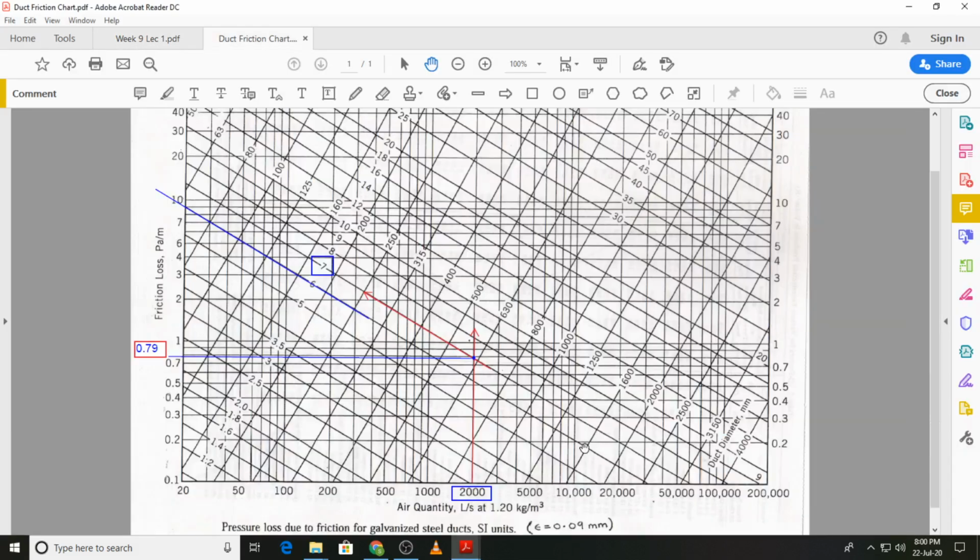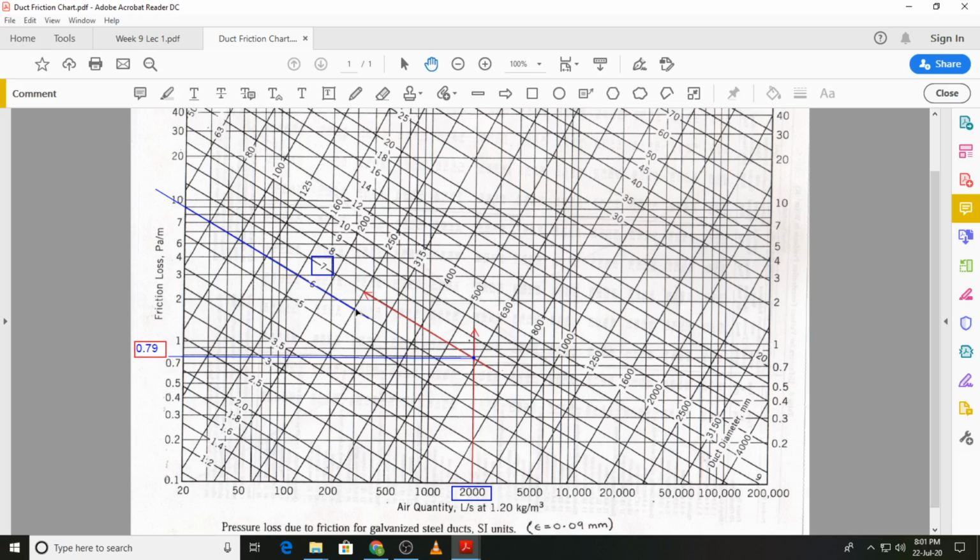and I've already marked these values over here. So you can see at 2000 liters per second and at 7 meters per second, the intersection of these two lines will provide us with the value of the friction factor from the friction chart, and this is just under 0.8, so I've used a value of 0.79.